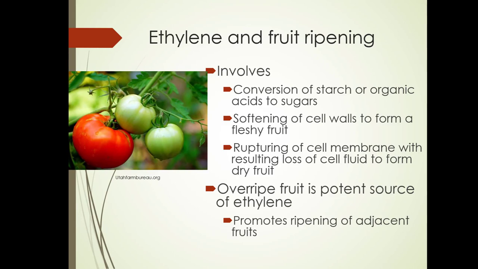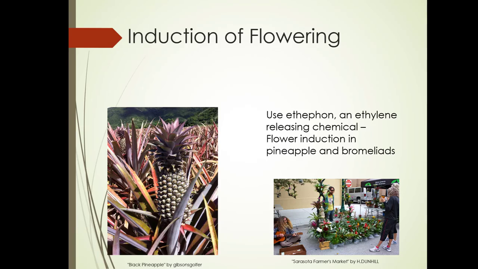Overripe fruit is a potent source of ethylene. You know, it's the one bad apple. That's ethylene. It promotes ripening of adjacent fruits. So in some cases you want to use this stuff.